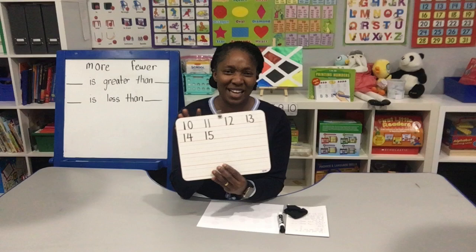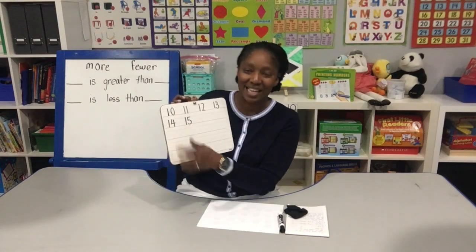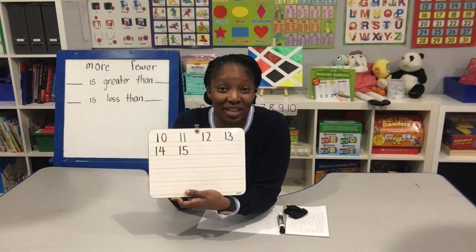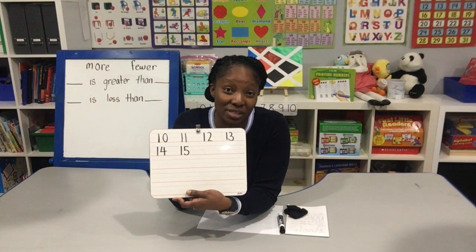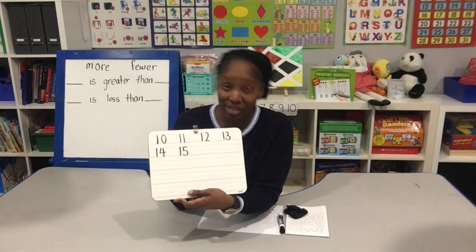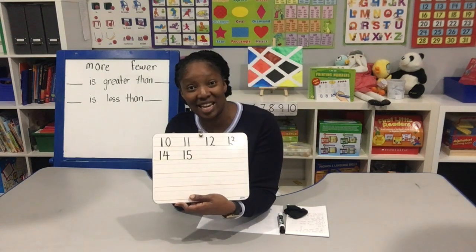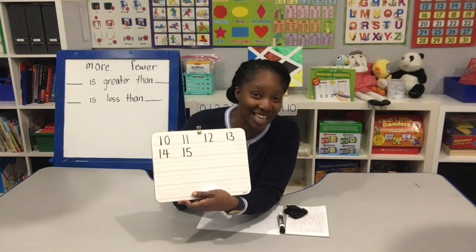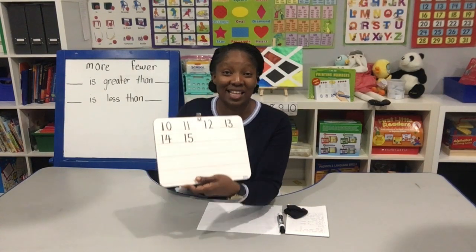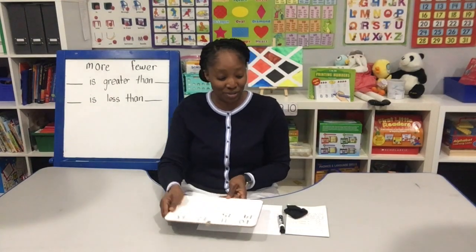Wait, Miss Ineriwa, are you saying 10 is a teen number? Yes. 10, 11, and 12 are teen numbers, even though they don't have the teen at the end of them, like 13, 14, 15, 16, 17. Even though they don't have that teen at the end, they are teen numbers.